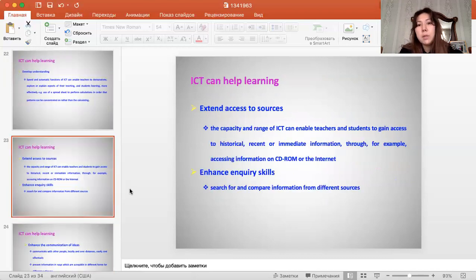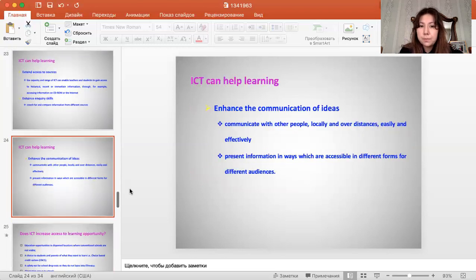ICT can help learning extend access to sources. The capacity and reach of ICT can enable teachers and students to gain access to historical, recent, or immediate information through, for example, accessing information on CD-ROM or the internet. It hence requires skills: search for and compare information from different sources.